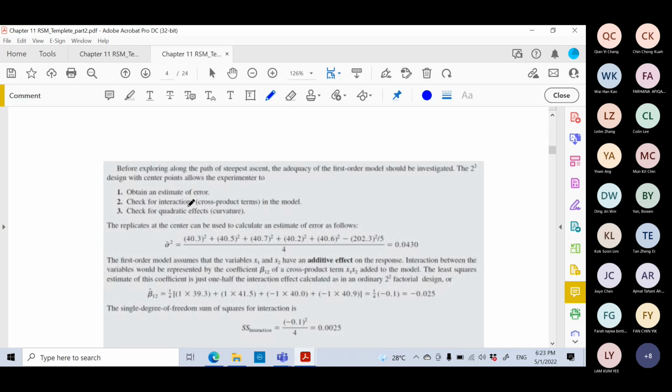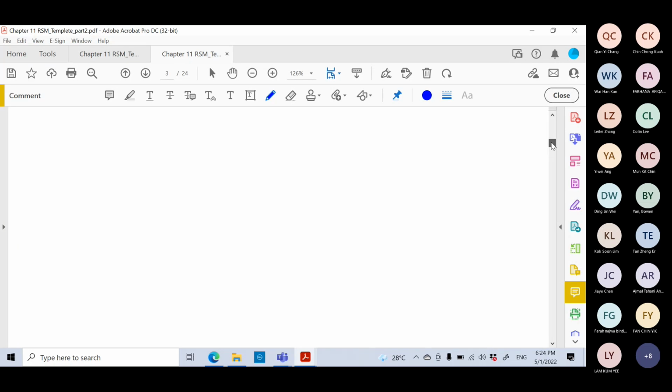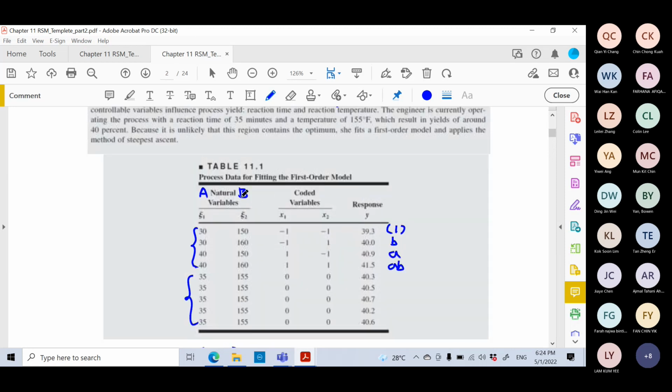As you can see from here, under this case will be the 2 power of 2 factorial design, or an unreplicated 2 power of 2 factorial design. Therefore we need to estimate the sigma. From here we can estimate the sigma because you have an extra center point.